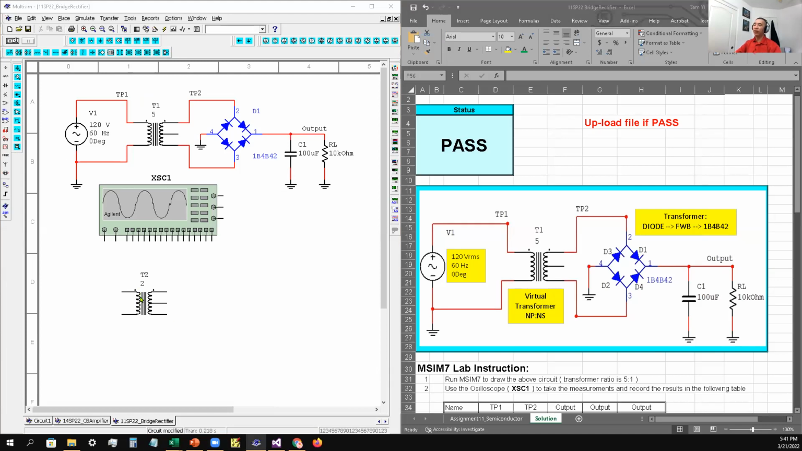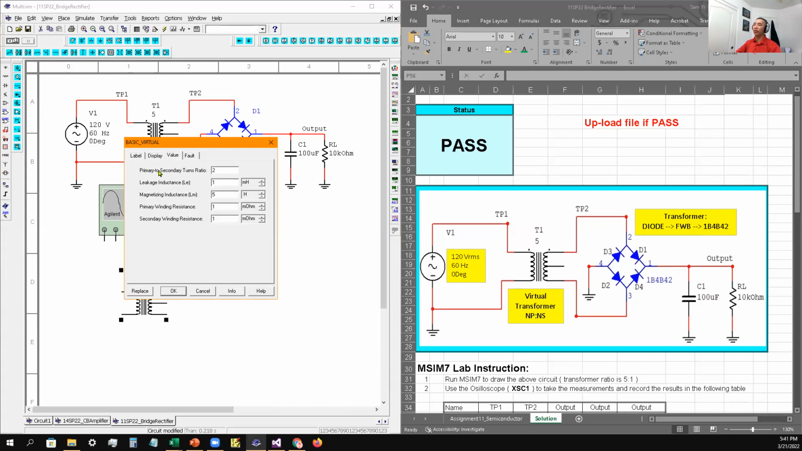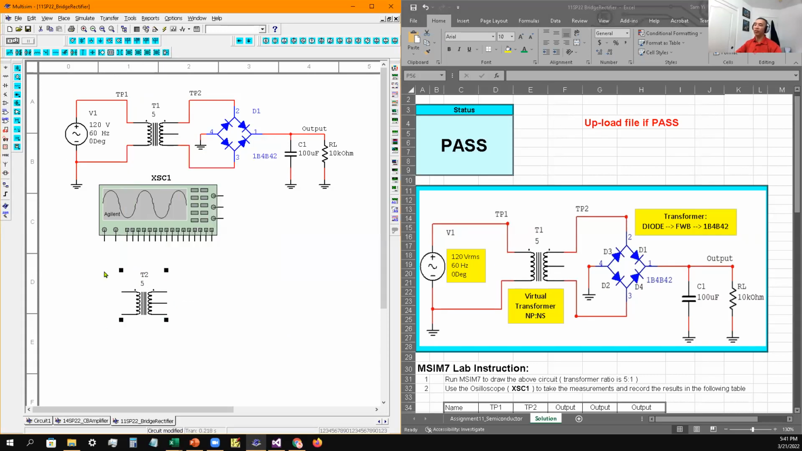And then when you double click on that, you can change the primary to secondary turns ratio. That's 5. You click on it, and now it changes to 5. That's what I have here.